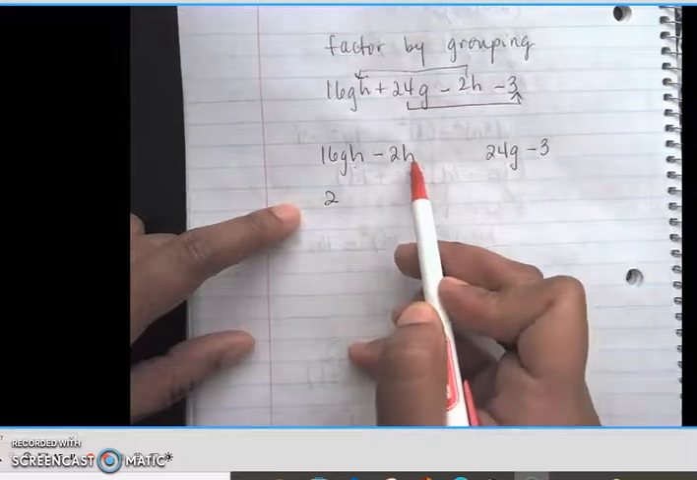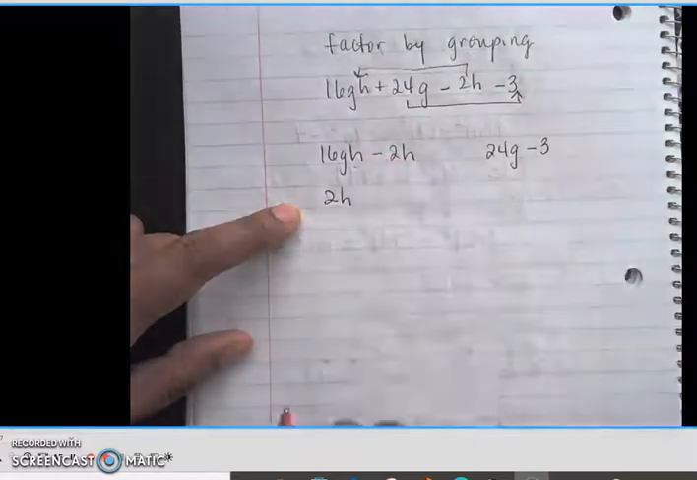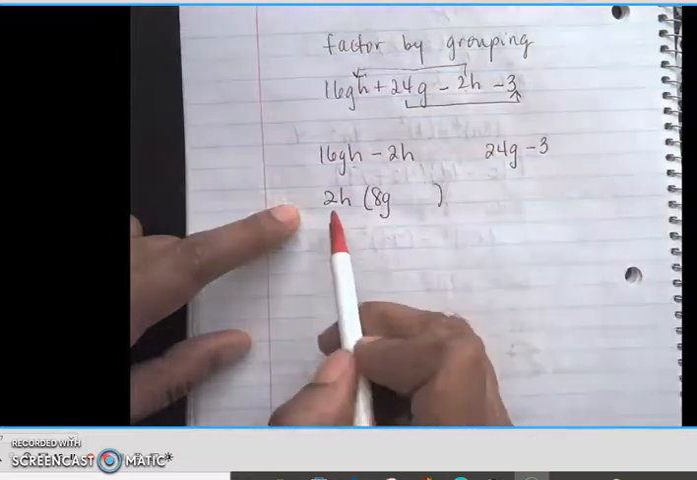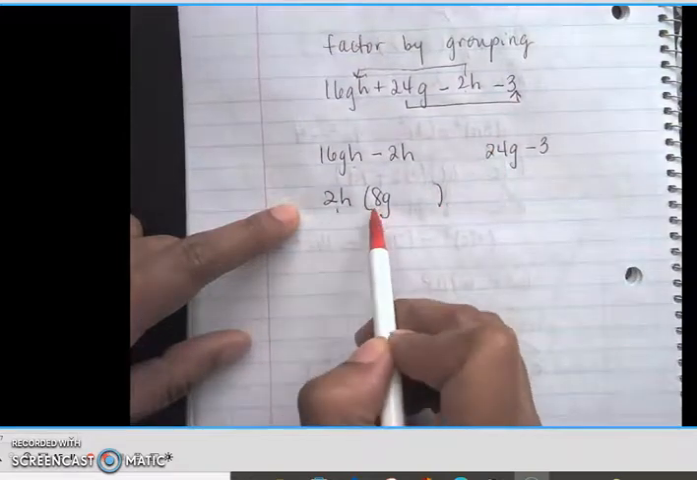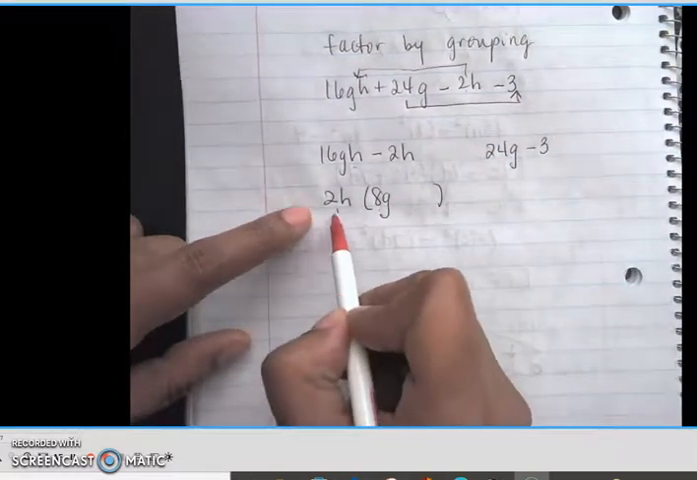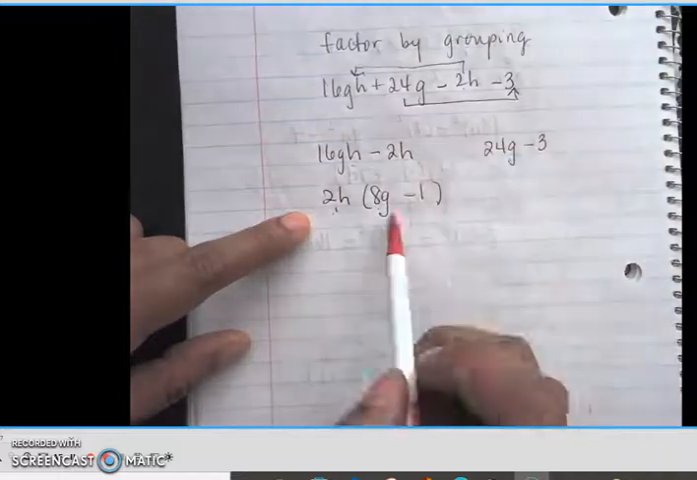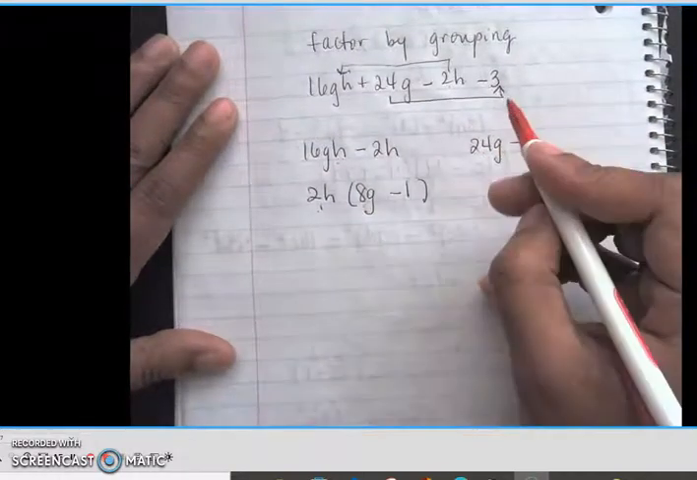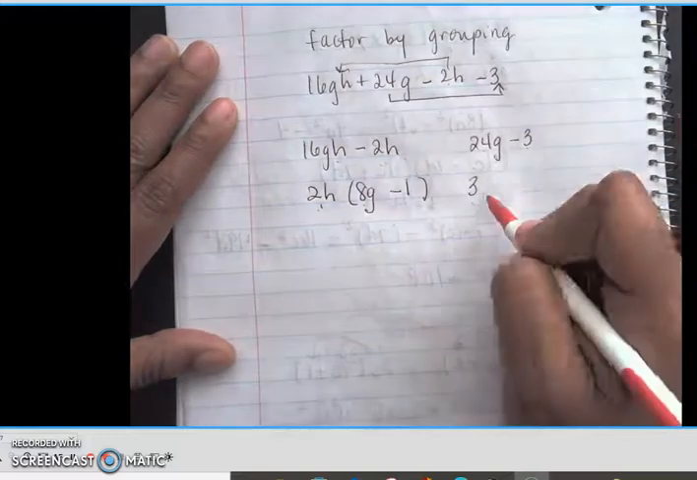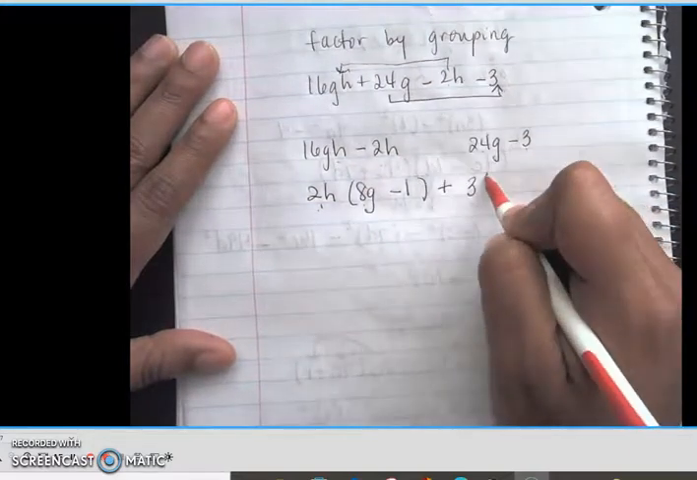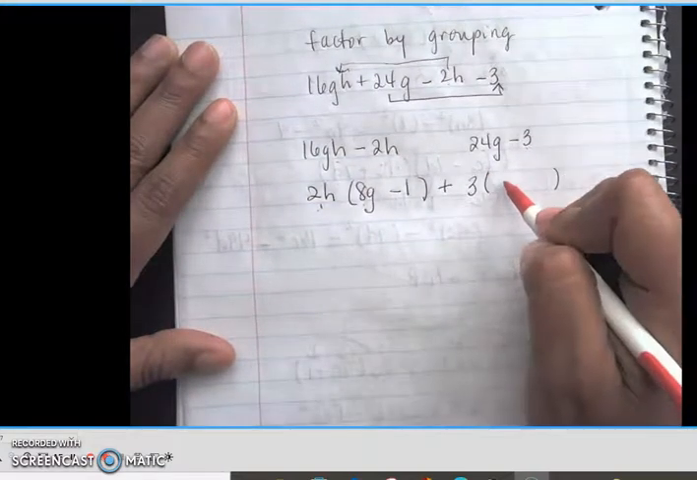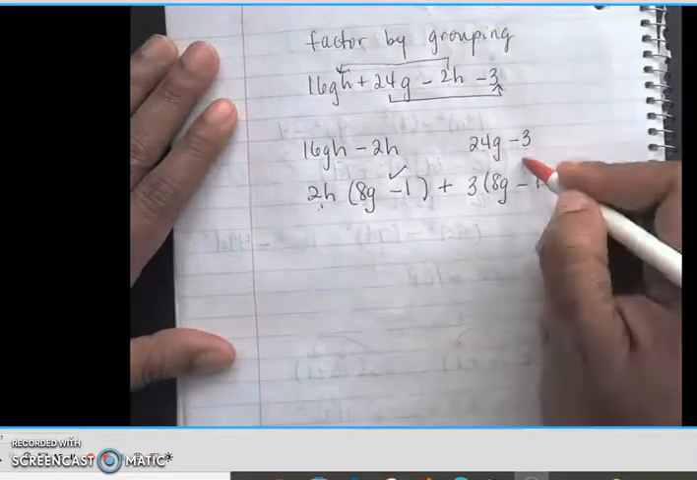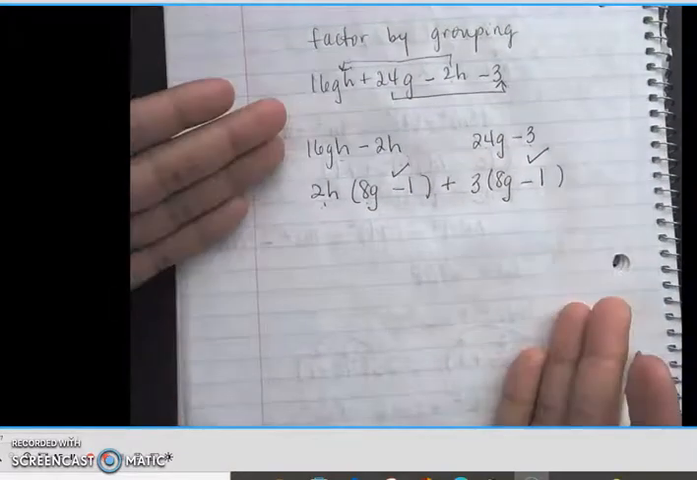This guy has 1H. This term has 1H, so they have an H in common. This is what would be left over, 8G, because 2H times 8G would be 16GH. 2H times -1 would give me a -2H. For this one, their common factor is 3. There's no letter to pull out, so let me put a plus. That leaves me with an 8G minus 1. So again, because those two parentheses in the back match, I did it correctly.